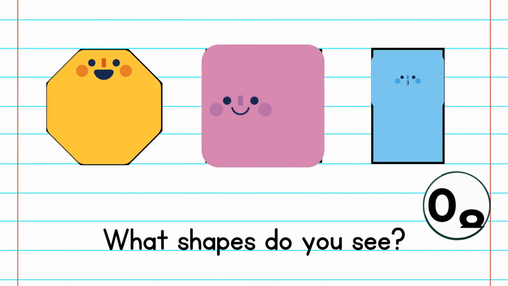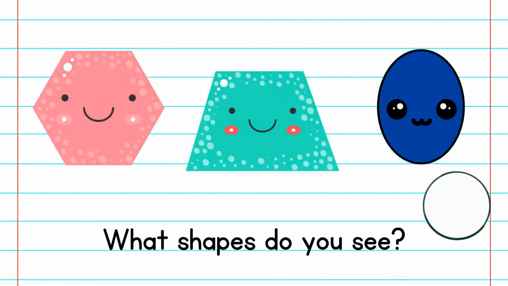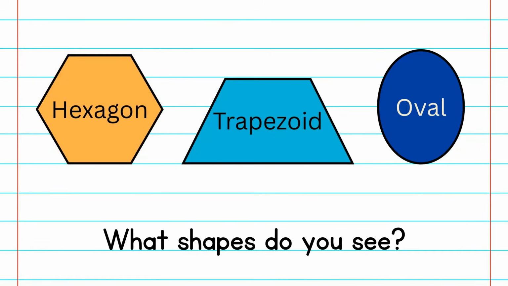What shapes do you see? 7, 6, 5, 4, 3, 2, 1. An octagon, square, and a rectangle. What shapes do you see? 7, 6, 5, 4, 3, 2, 1. A hexagon, trapezoid, and an oval.